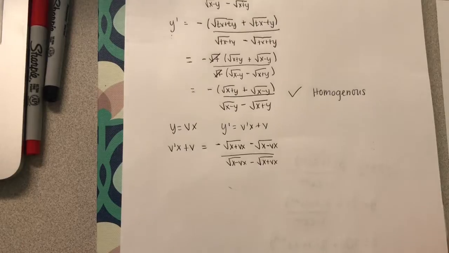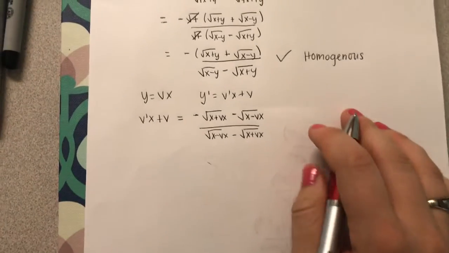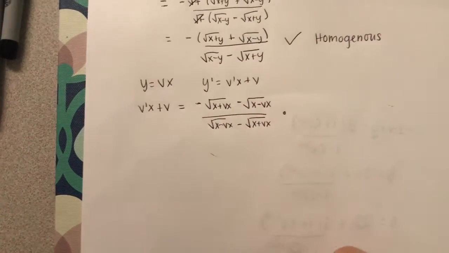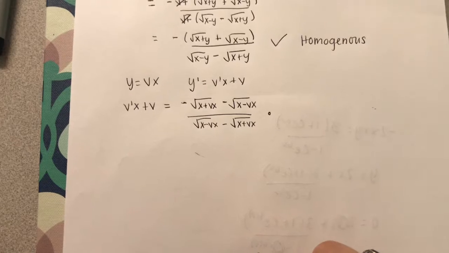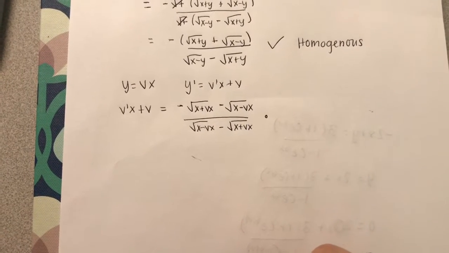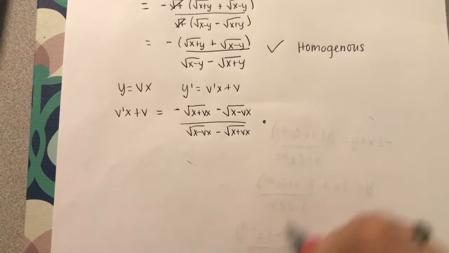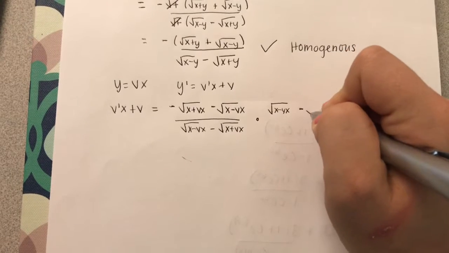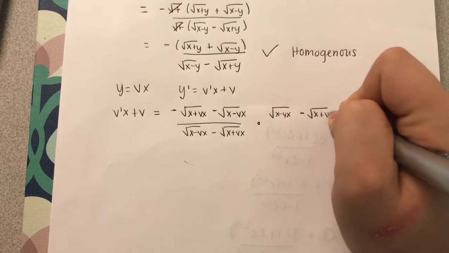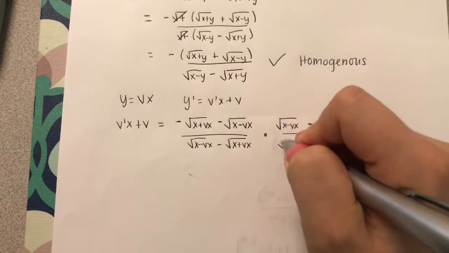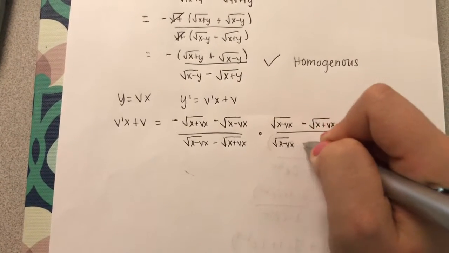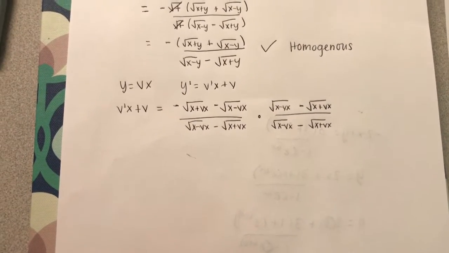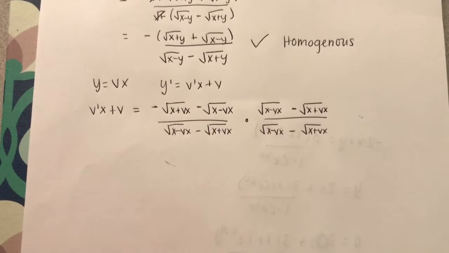Now from here, I'm not going to change the problem. I'm just going to multiply by 1. So I'm going to multiply the bottom of the term to the top and the bottom. So it's like I'm multiplying by 1. I'm just changing how the problem looks. So I have square root of x minus vx minus square root of x plus vx over square root of x minus vx minus square root of x plus vx. So like I said, that's just multiplying by 1. I didn't change the value of this equation.